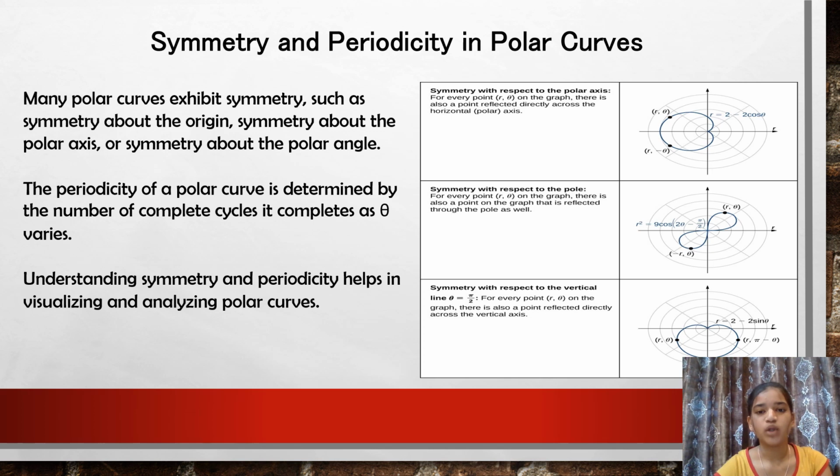Symmetry and periodicity in polar curves. Many polar curves exhibit symmetry, such as symmetry about the origin, symmetry about the polar axis, and symmetry about the polar angle. In this diagram, we can see the symmetries with respect to the polar axis, with respect to the pole, and with respect to the vertical line. The periodicity of a polar curve is determined by the number of complete cycles it completes as theta varies. Understanding symmetry and periodicity helps in visualizing and analyzing polar curves.